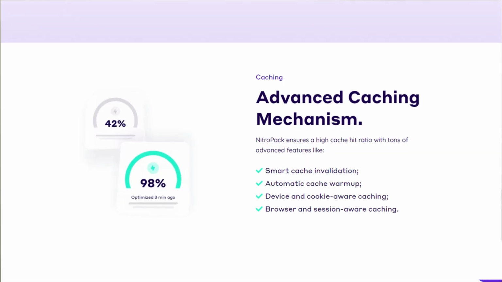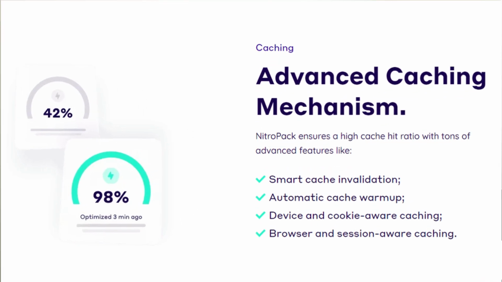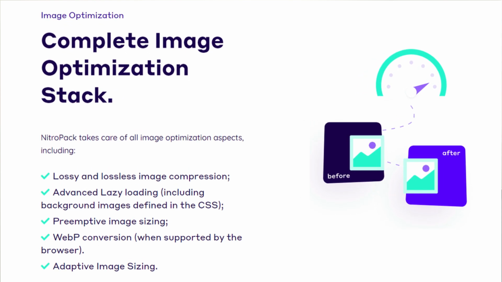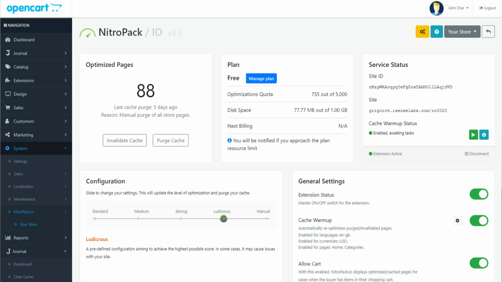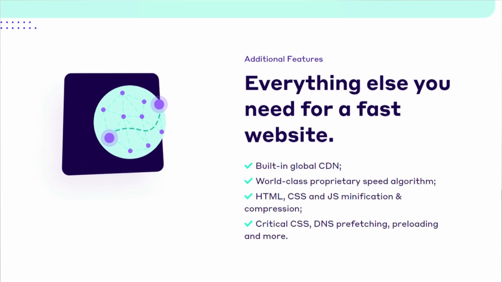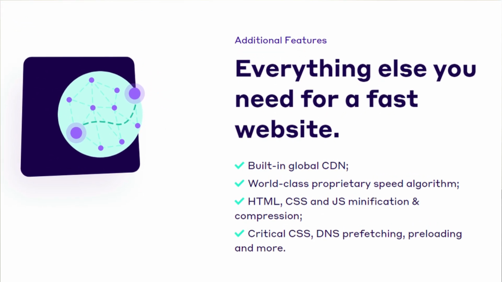Now, as I mentioned, Nitropack is more of the all-in-one speed optimization solution. It has an advanced caching mechanism, an image optimization suite that has advanced lazy loading of images, image compression, adaptive image sizing, and WP delivery. And it also comes with a built-in CDN that has over 200 global locations. And it also has HTML, CSS, and JavaScript optimization to compress and minify those scripts to improve your load time.